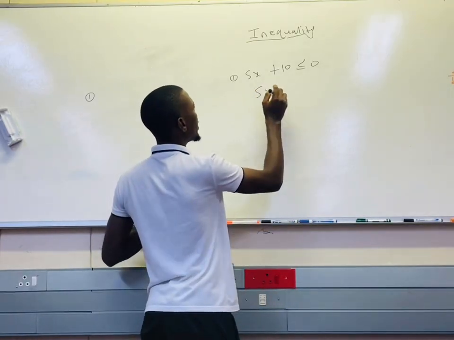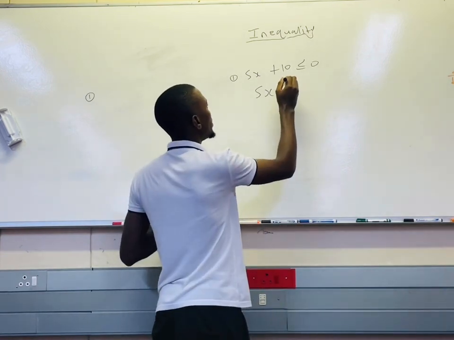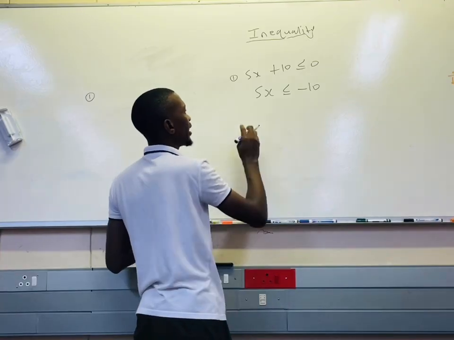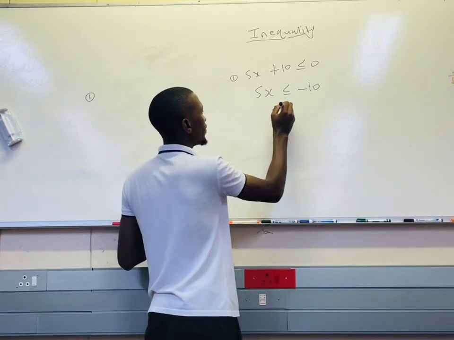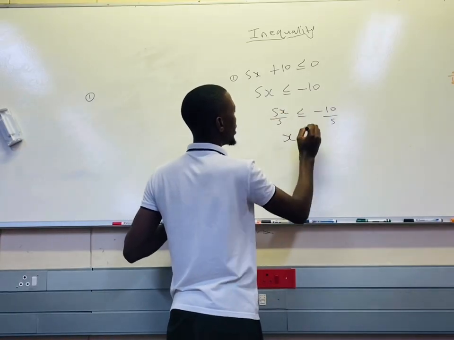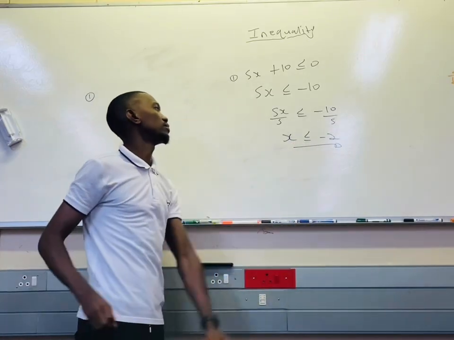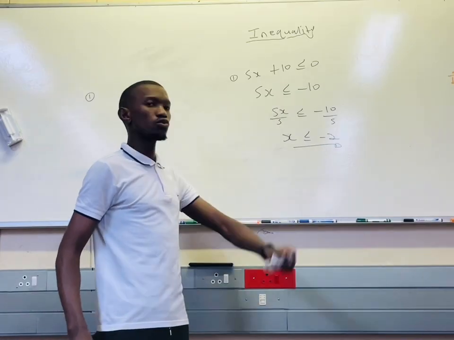I'm having 5x, and then I take this guy to the other side, I transpose, then it's going to be less or equal to -10. Now, let's divide these people by 5, because we're looking for the x. So I'm going to have 5x divided by 5 is less or equal to -10 divided by 5. X is less or equal to -2. So that is my final answer. X is less or equal to -2.